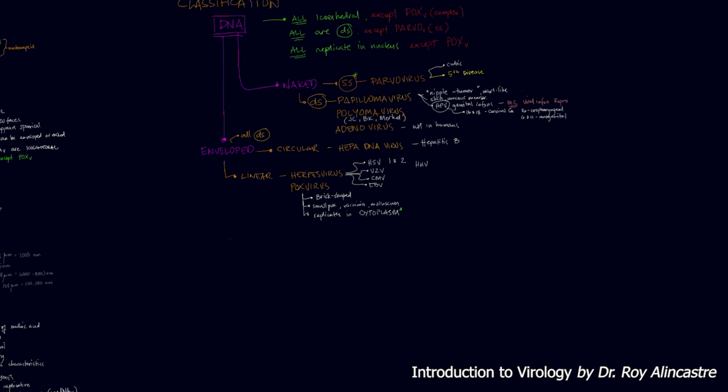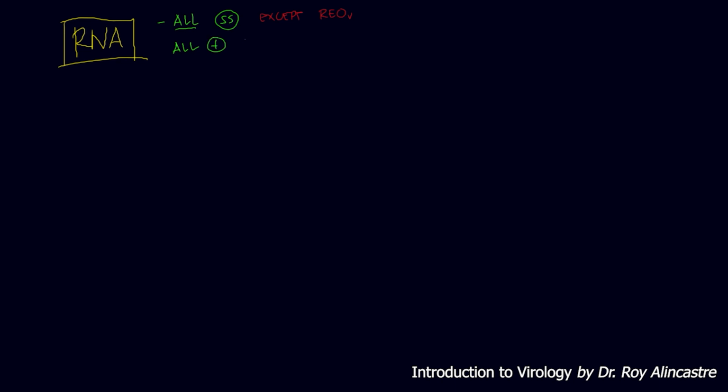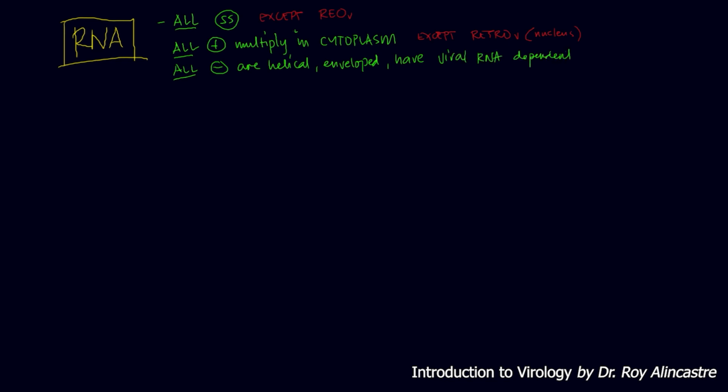Now let's talk about RNA viruses. RNA viruses are all single-stranded except for the reoviruses. Also, all positive-stranded viruses multiply in the cytoplasm except for the retrovirus, which does it in the nucleus. And all negative-stranded viruses are helical, enveloped, and have viral RNA-dependent RNA polymerase. These are the generalities that you need to take note of.